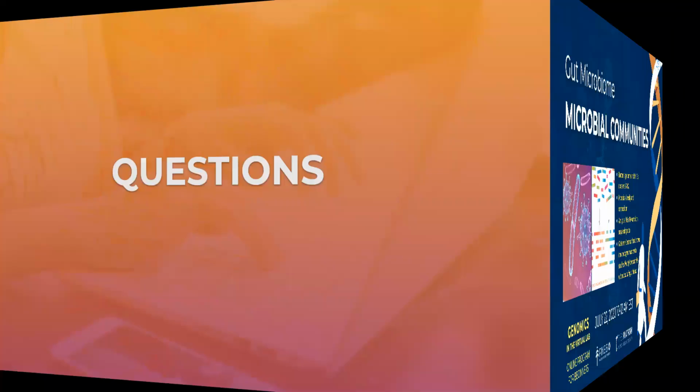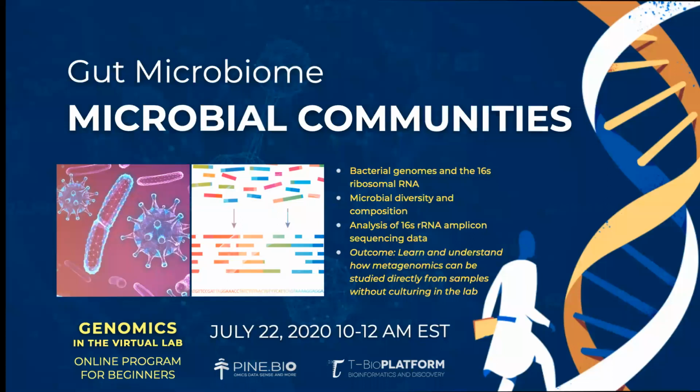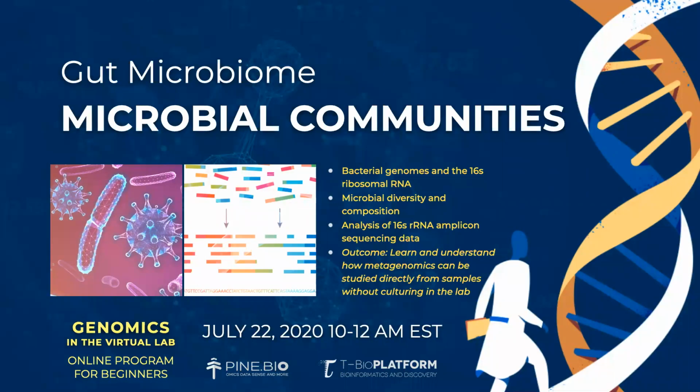Okay. Today in this session, we'll talk about the gut microbiome and microbial communities in general. So we'll talk about the bacterial genomes and the 16S ribosomal RNA, microbial diversity and composition, and analysis of 16S ribosomal RNA amplicon sequences data. I hope that the outcome of today's session is for you to learn and understand how metagenomics can be studied directly from samples without culturing them in the lab.